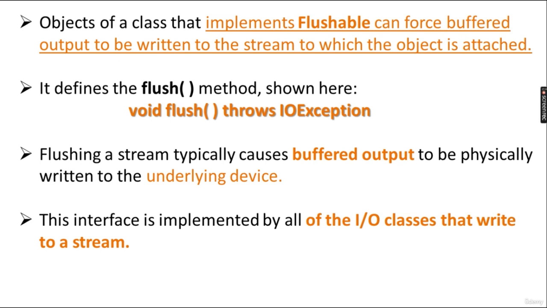That means the buffer will be clean and will no longer hold the data it was holding. Flushing a stream typically causes buffered output to be physically written to an underlying device. That device can be anything: a CD drive, a pen drive, or a file where you want to write that data. This interface is implemented by all the input-output classes that write to a stream, like BufferedOutputStream.